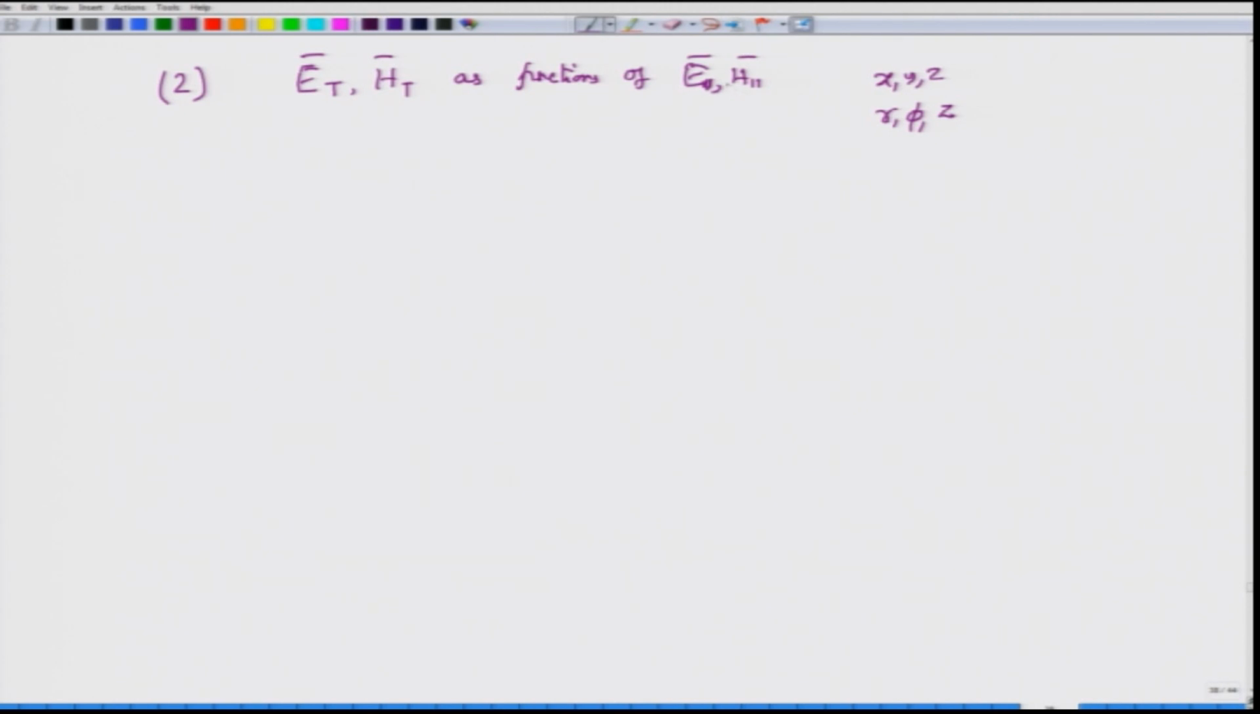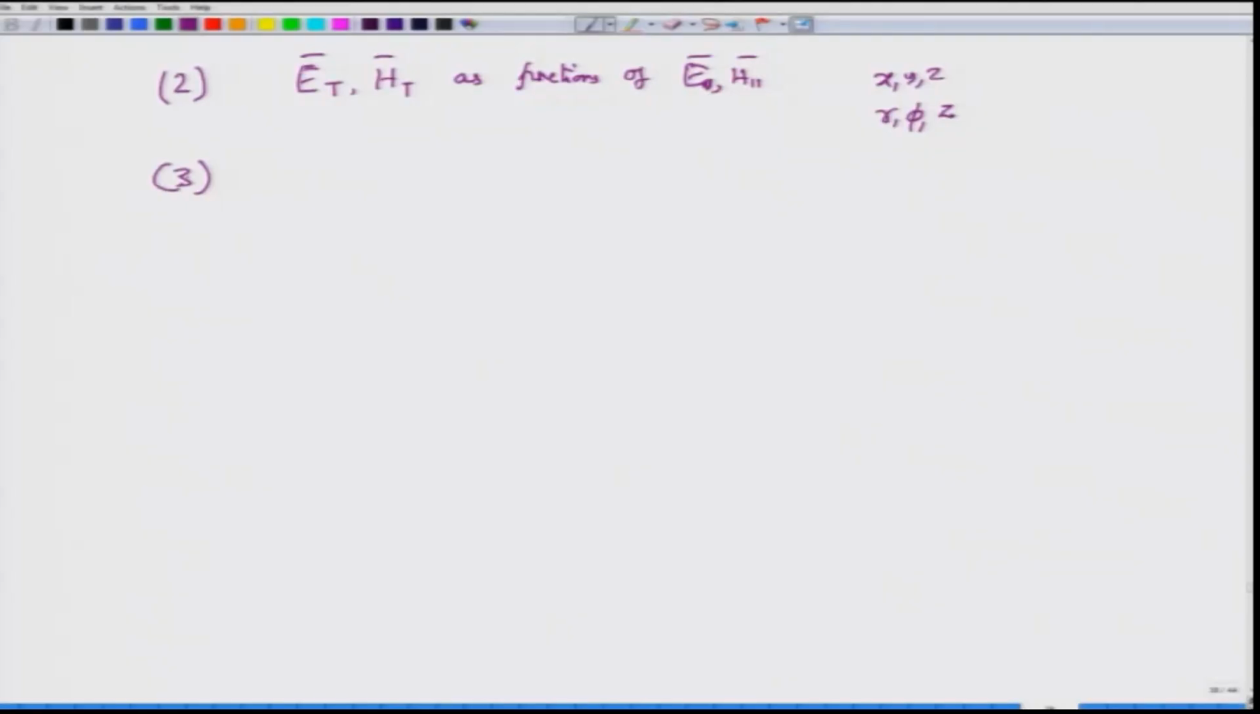You could have done it the other way around as well, but this analysis, or this method, simplifies the problem. Okay. So, that is the second step. I express E t and H t as functions of E parallel and H parallel using Maxwell's equations. Whatever the coordinate system that I have chosen, in that coordinate system I have to express Maxwell's equations and then write E t and H t as functions of both E parallel and H parallel. In general, they will be functions of both E parallel and H parallel.